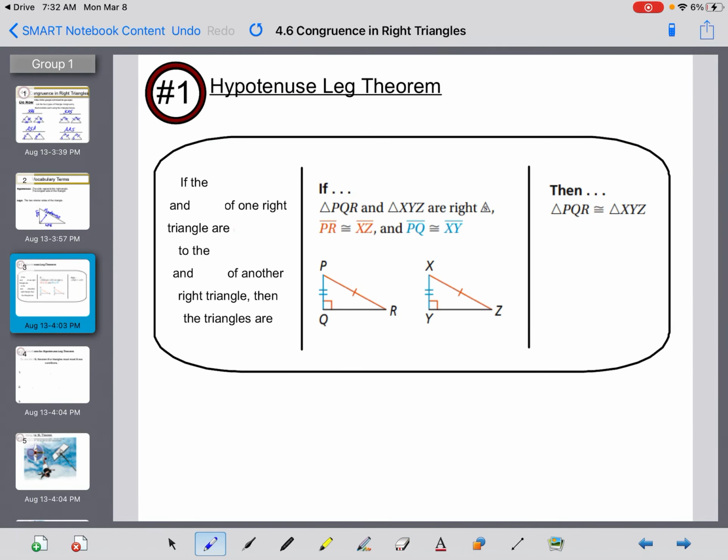All right, your hypotenuse leg theorem. This is another way to prove triangles congruent. If the hypotenuse and one leg of one right triangle are congruent to the hypotenuse and a leg of another right triangle, then the triangles are congruent. Very important that this only applies to right triangles, okay? So make sure you fill in these red words and resume the video when you are ready.